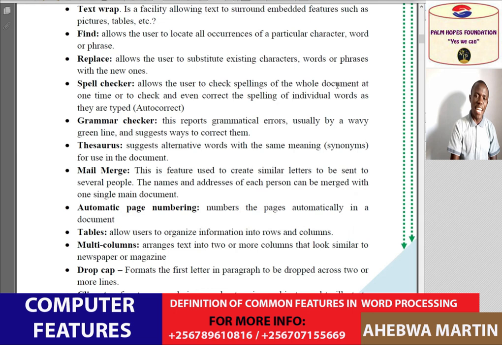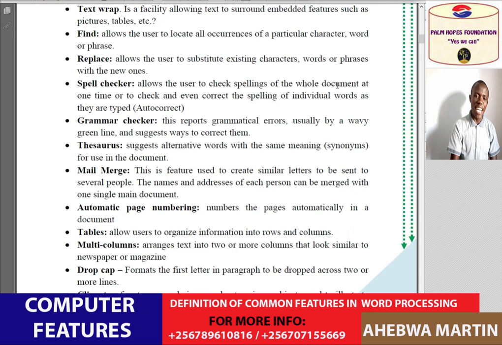Multi-columns arranges text in two or more columns that look similar to newspapers or magazines. We normally see this in magazines or newspapers, where information is presented in columns. Column for this, column for this, column for this, but on the same sheet.